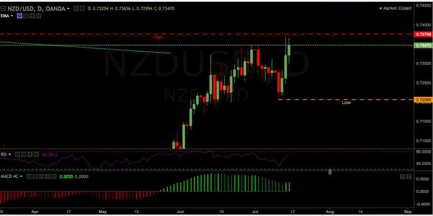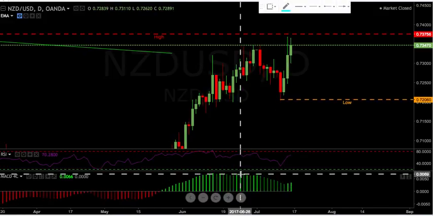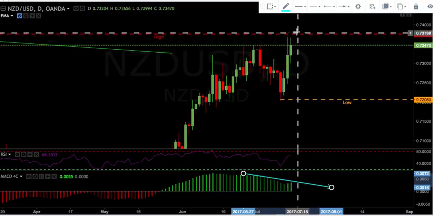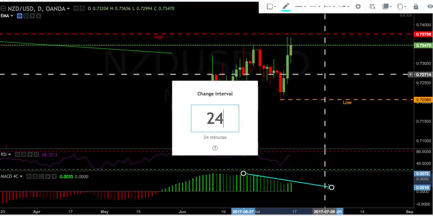Our MACD is showing divergence, bearish divergence. So we'll wait till the pattern sets itself, or we get a reason to enter an entry trigger here to short this pair. Let's look at the 4 hour.